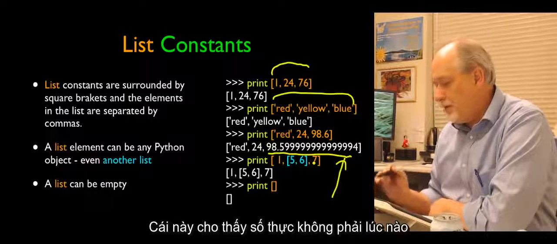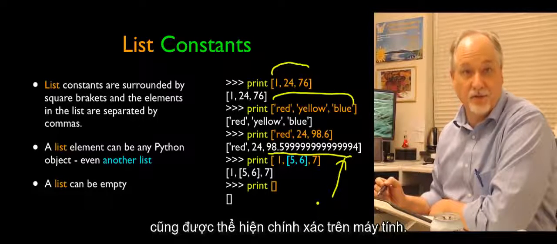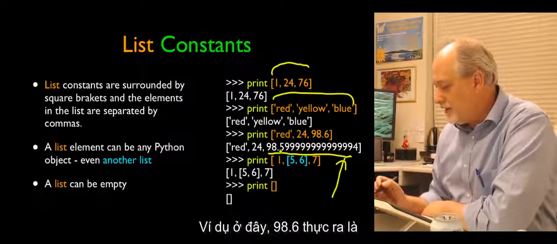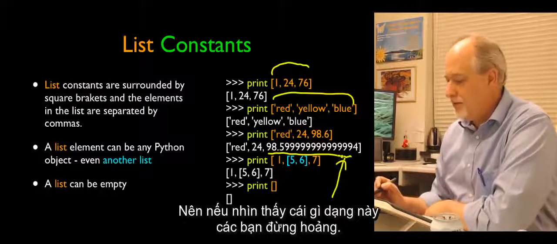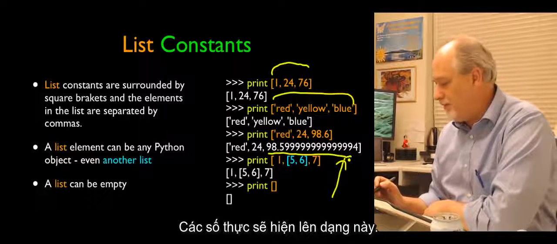Here's an interesting thing, just as a side note. This shows that floating point numbers are not always perfectly represented inside of the computer. It's sort of an artifact of how they work. And this is an example where 98.6 is really 98.9999. So when you see something like that, don't freak out. Floating point numbers are the ones that show this behavior.